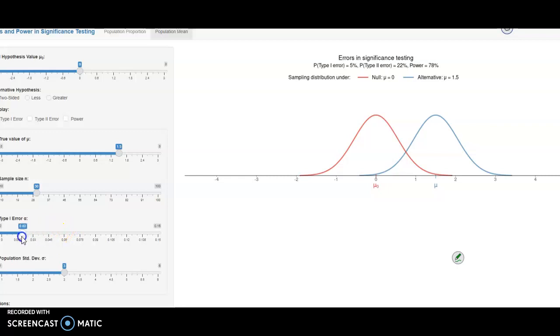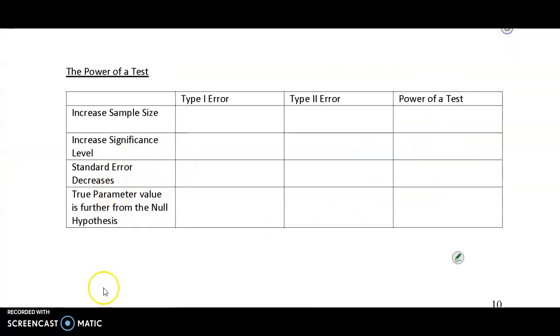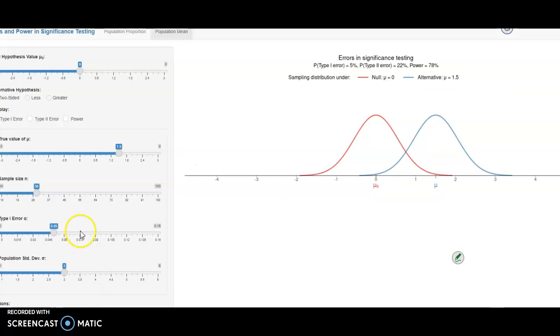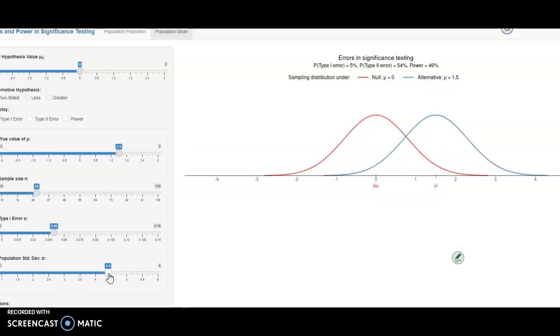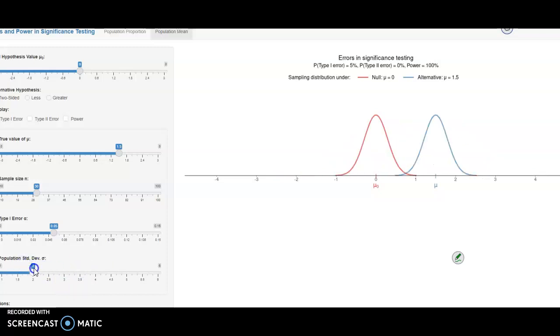Now if I decrease my alpha level, now you'll see my power decreases and my type 2 increases. So let's go back to 5% here. Lastly, if I decrease my standard error or my population standard deviation, so let's see, if I increase, power decreases, but if I decrease, power increases.